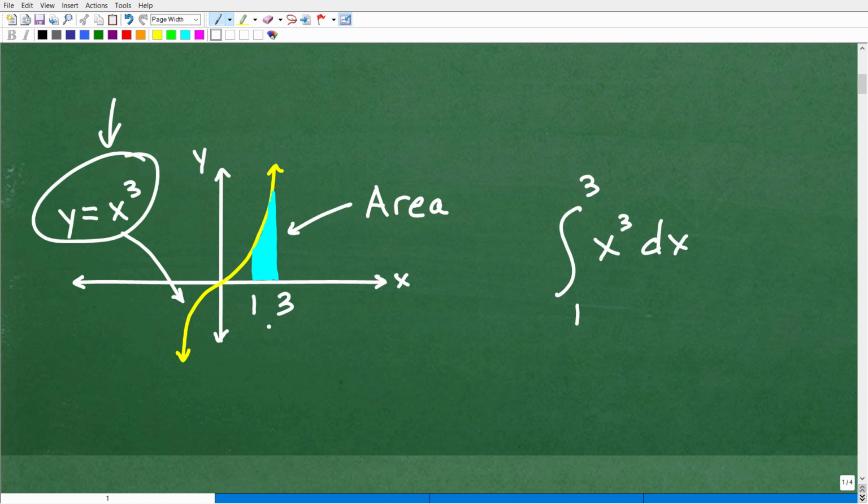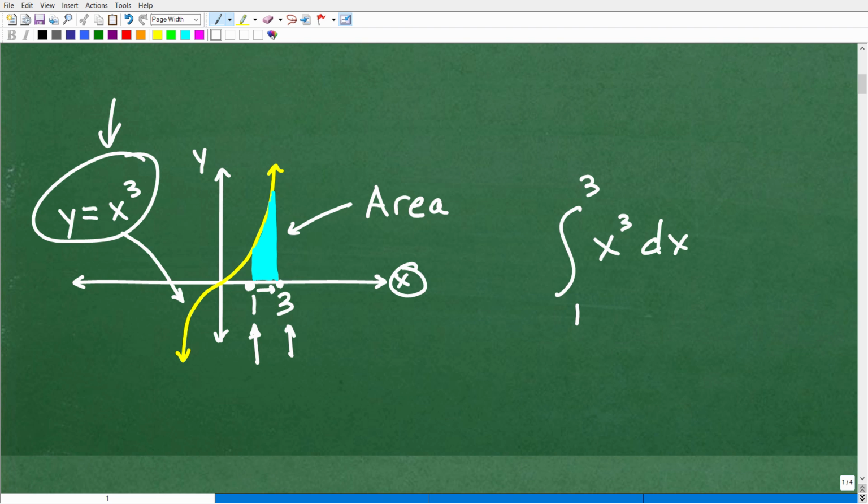Now, if you look here, this blue region starts at 1 on the x-axis. So we're going this way. It starts right there. That's where that blue region starts. And then we go this way, and it ends at 3. Okay, so it starts here at 1 and ends at 3.